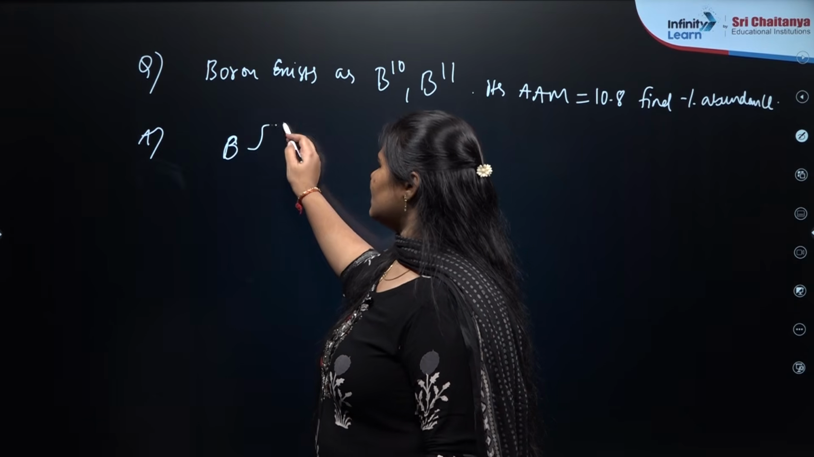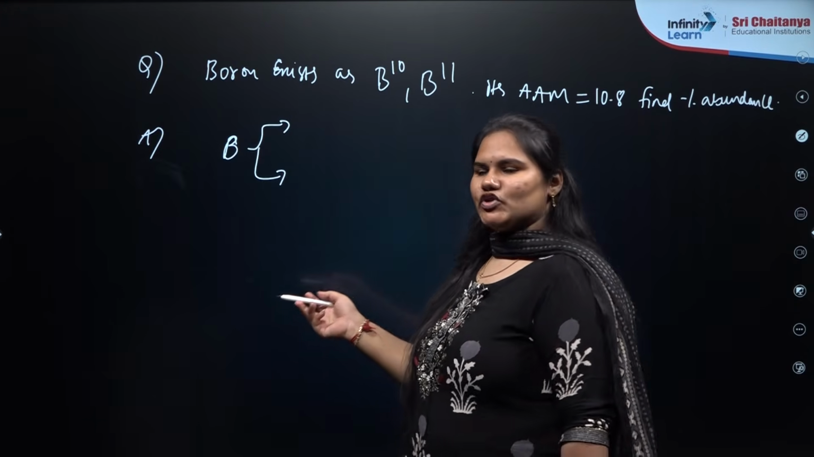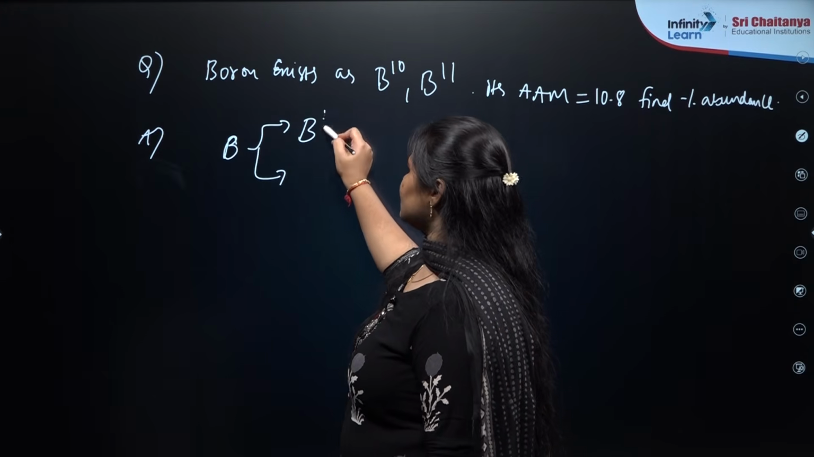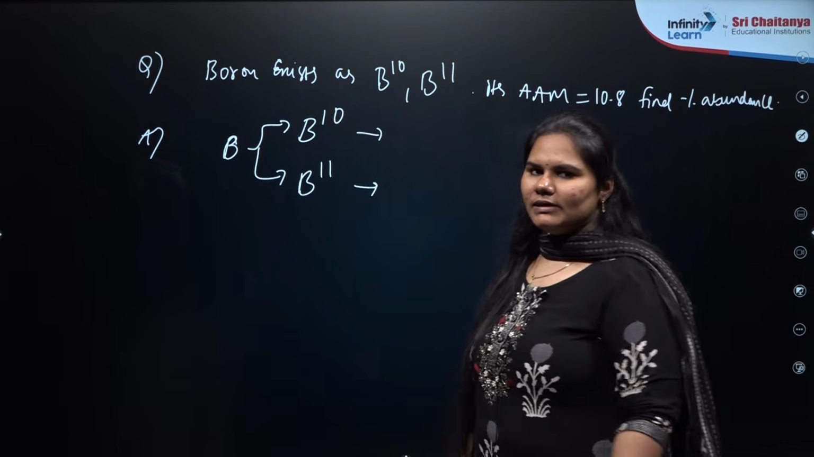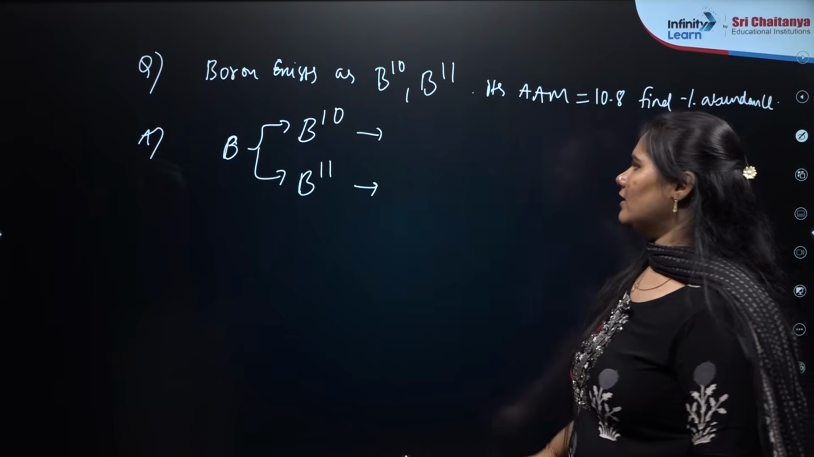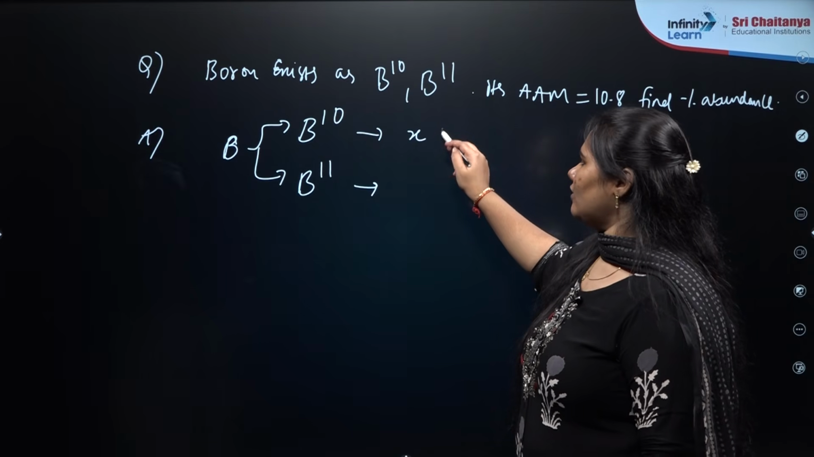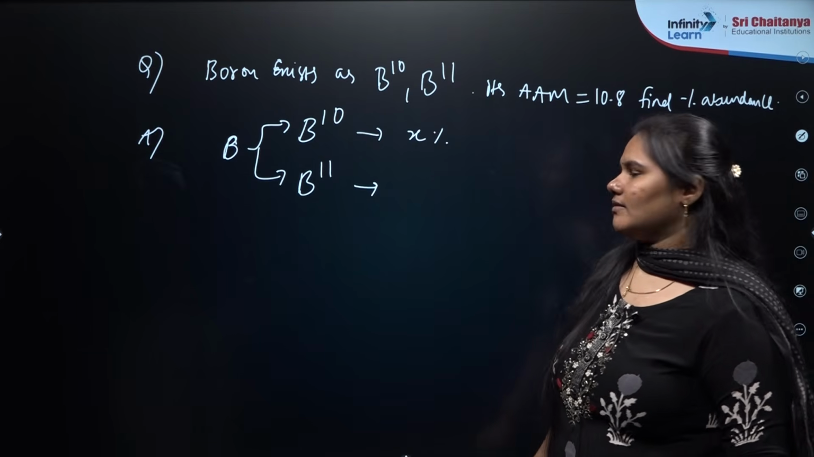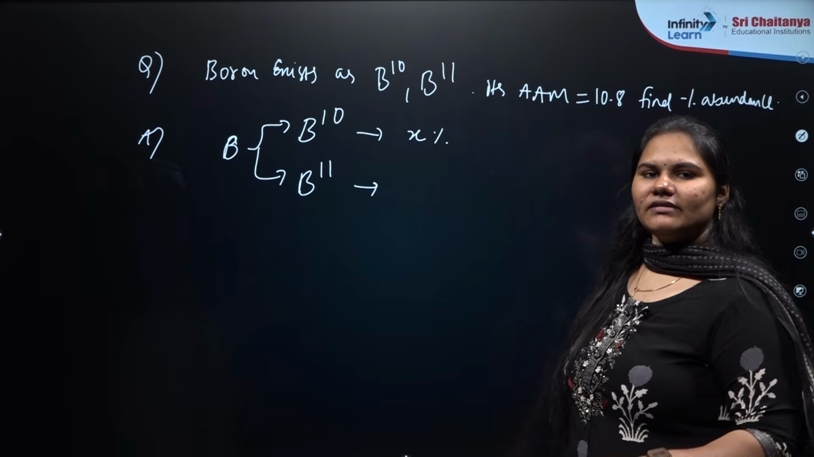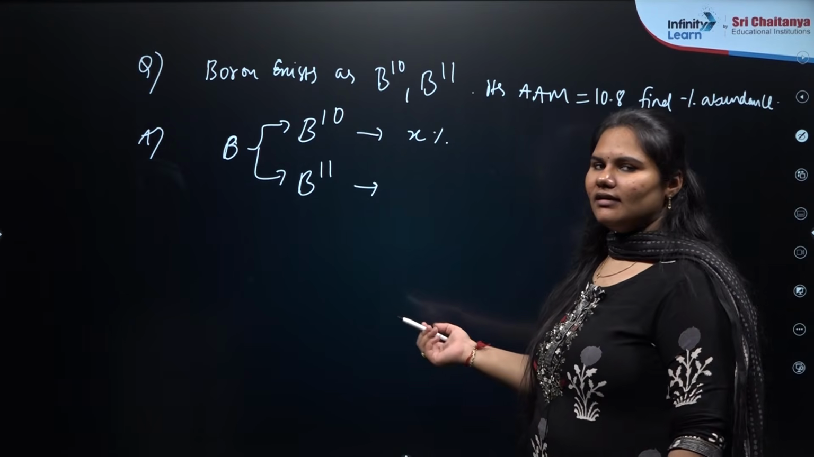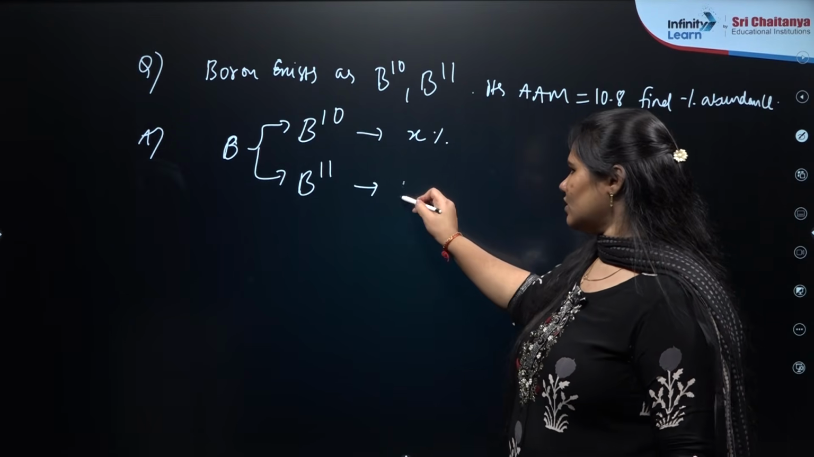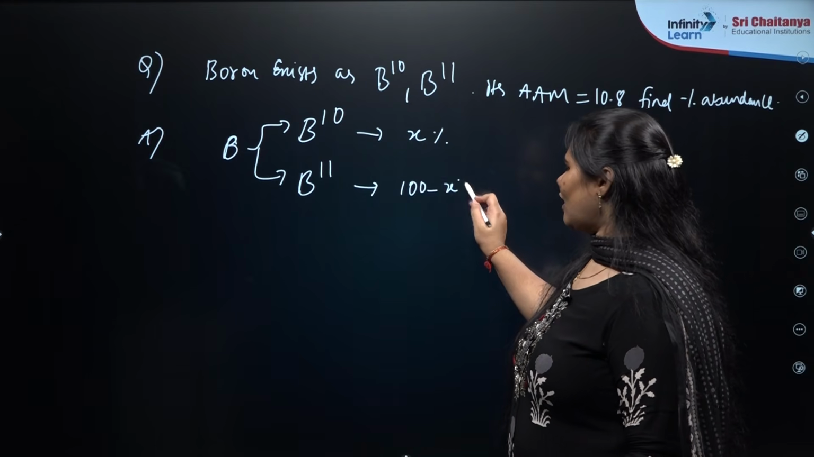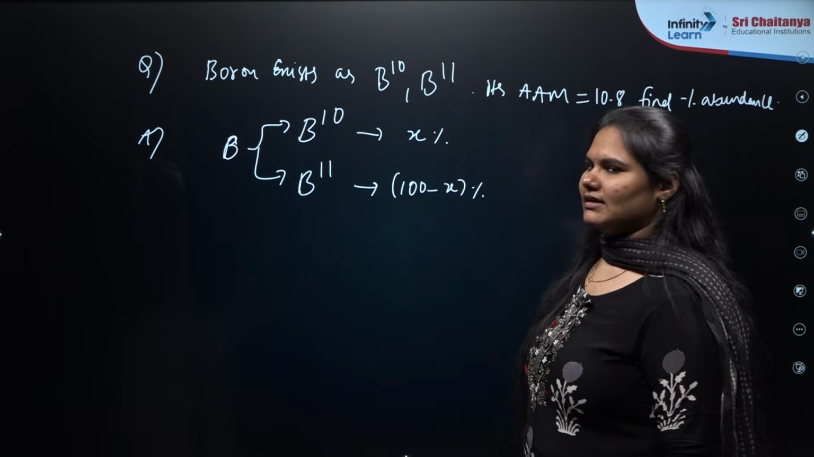Now the answer. First you write what is given like this so that you will get much clarity. Boron exists as B10 and then B11. They did not give the percentage abundance. That is what we have to calculate. What did I say? You have to take them as X. If one is X, should we take the other one as Y? No. If you take it like that, there are 2 unknown terms, we need 2 equations, but we have only 1 equation. So we have to take 100 minus X percentage.